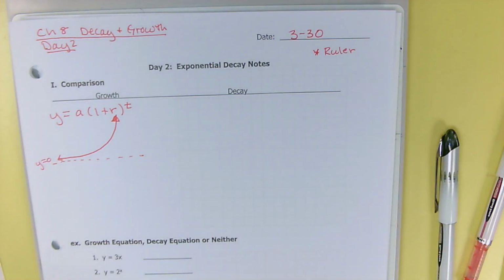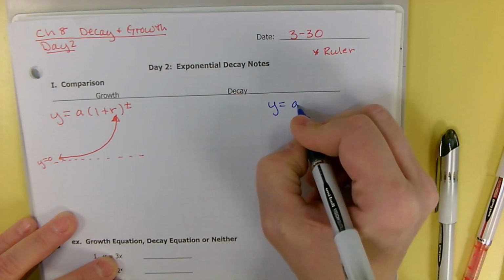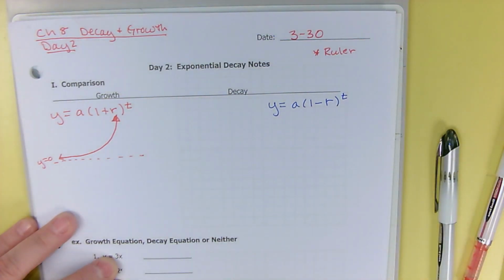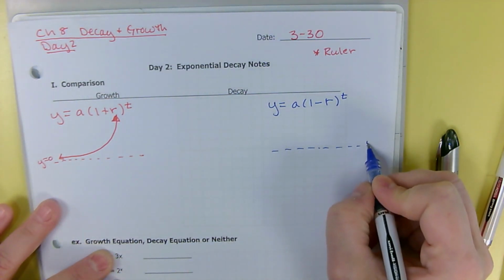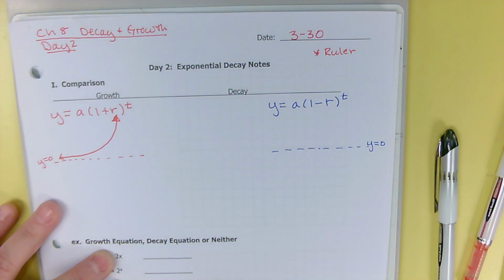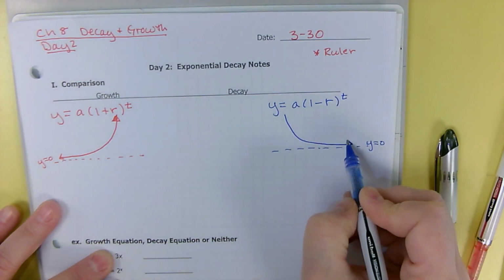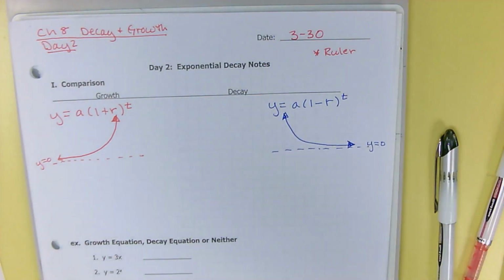Okay, the equation for decay is y equals a times (1 minus r) to the t. And for decay, your asymptote is still y equals 0, but it's going to come down and get infinitely close to the asymptote. So a decay curve is falling, a growth curve is rising, going up.